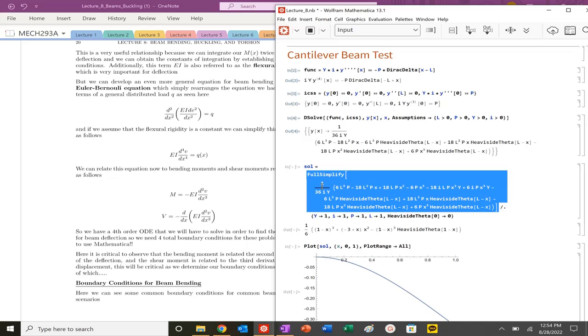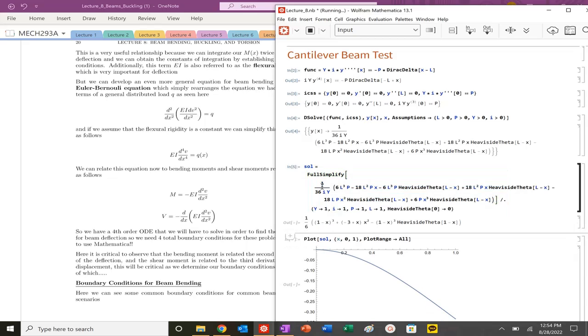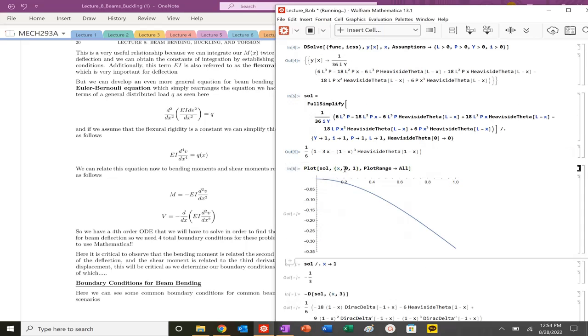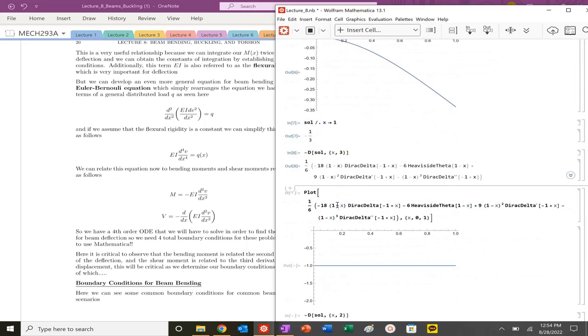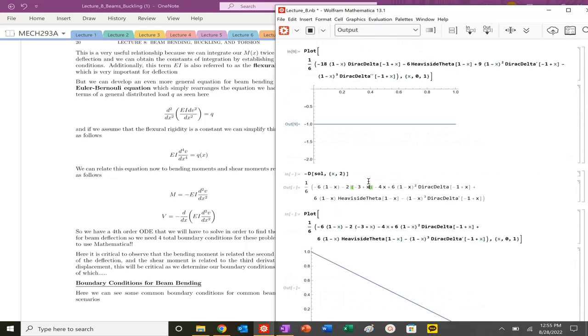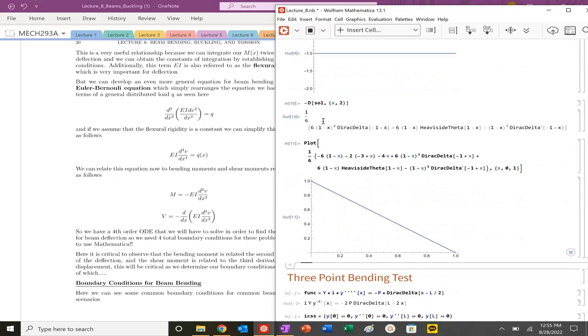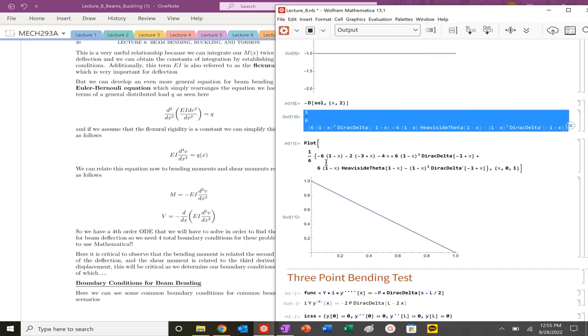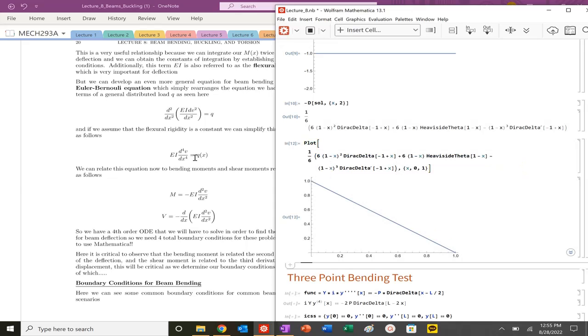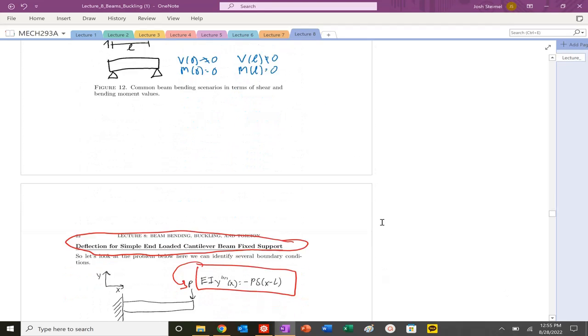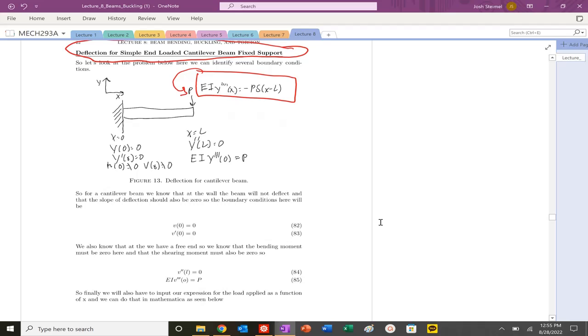Let's go ahead and simplify it. I'm getting rid of any Heaviside theta by setting it equal to 0. And that looks pretty good. We see the beam's maximum deflection value. For those loads, we can see our shear diagram: constant, which makes sense. Moment is maximized at x equals 0. This looks pretty solid to me and looks very similar to the derivation we did way back in the day.